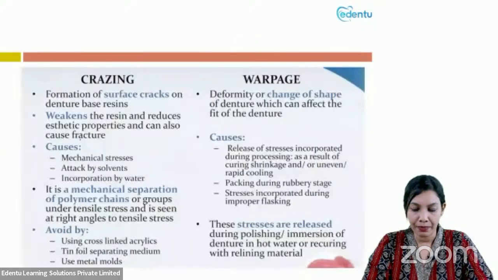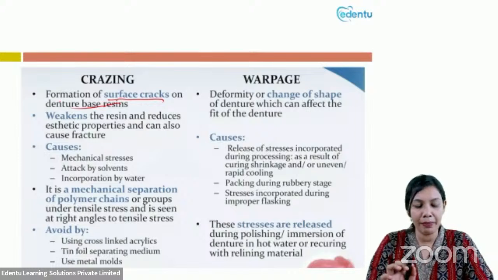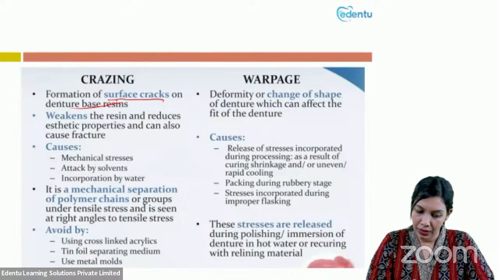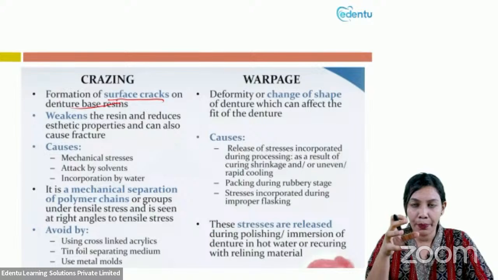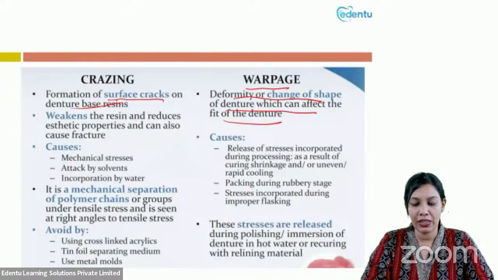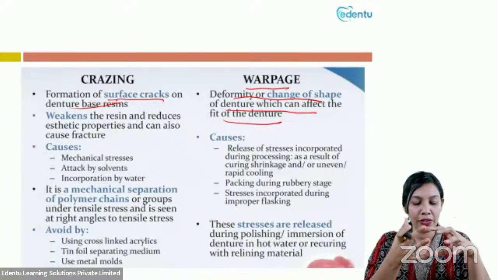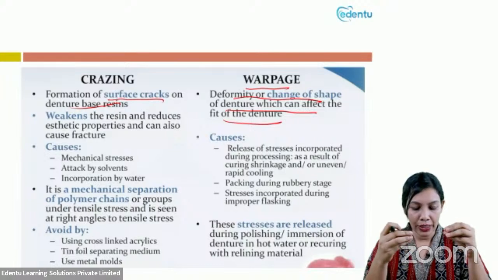Hope you understood. Next is what is crazing and what is warpage. Crazing is the formation of surface cracks on the denture base, mainly because of the incorporation of water. That is a very important thing. The craze lines or crack lines are mainly because of the incorporation of water. And what is warpage? It is the deformity or change of the denture which can affect the fit of the denture. Because sometimes when we apply it onto the surface, the denture might not be sitting properly. That is called warpage.